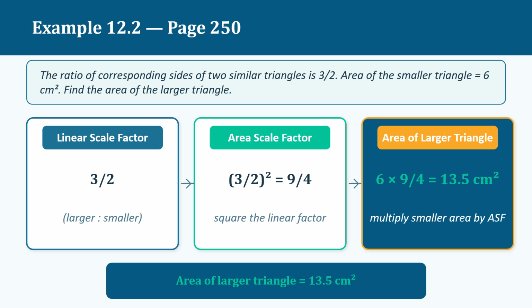So 3/2, since it's greater than 1, it means we divide the bigger length by the smaller length. So 9/4 is the ratio of the bigger area divided by the smaller area. Now, to get the area of the larger triangle, we are supposed to multiply this by the area of the smaller triangle since we are enlarging it. So we multiply the area of the small triangle, which is 6, by the area scale factor 9/4, giving us 13.5 centimeters square as the area of the larger triangle.